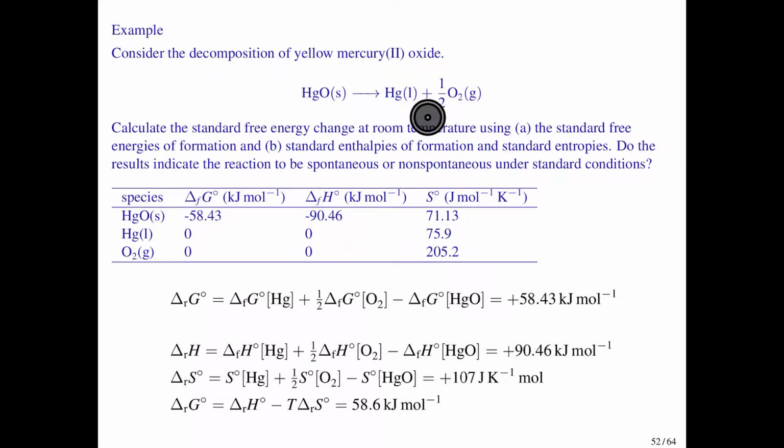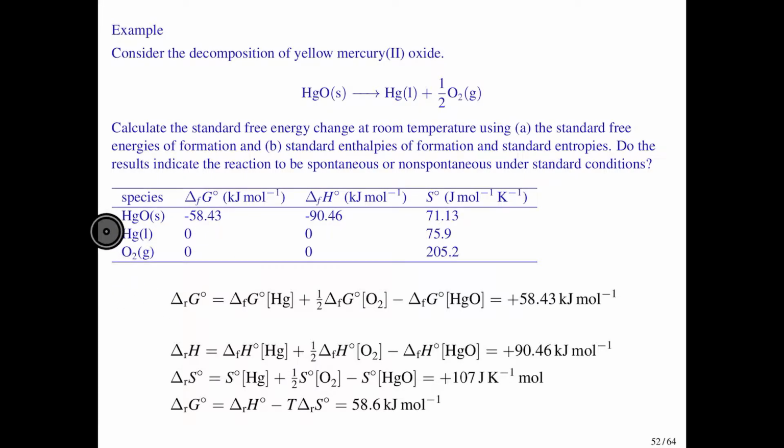So for calculating delta G using the formation Gibbs energies, you take the Gibbs energy of formation for the products, so the delta G of formation for mercury liquid, plus 1/2 the Gibbs energy of formation for oxygen gas, and subtract from that the Gibbs energy of formation for the mercury 2 oxide. So you go to your thermodynamic table and look up these numbers. I've got them listed here.